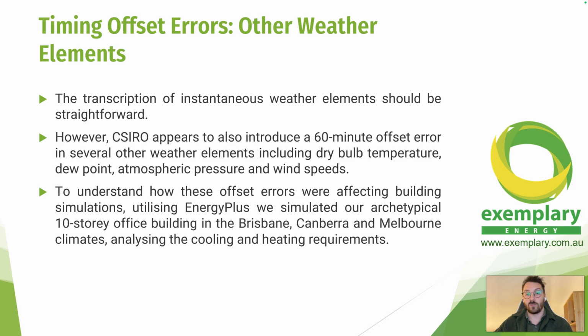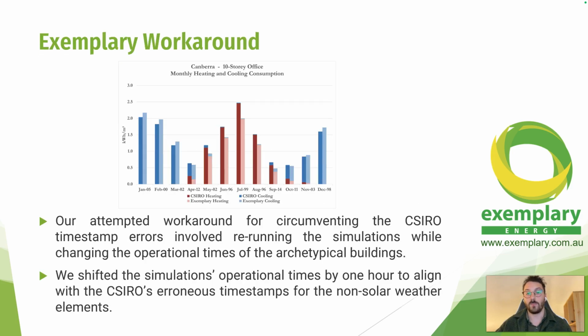Additionally, while transcription from ACDB to EPW of instantaneous weather elements such as dry bulb temperature, dew point, atmospheric pressure, and wind speeds should be straightforward, it appears that the CSIRO method also introduces a 60-minute offset error in these weather elements. And so, as I mentioned before, to understand how these errors are affecting building simulations, we utilized our 10-story office building to simulate CSIRO RMYs and Exemplary's SMYs in the Brisbane, Canberra, and Melbourne climates to evaluate the building consumption, mostly heating and cooling.